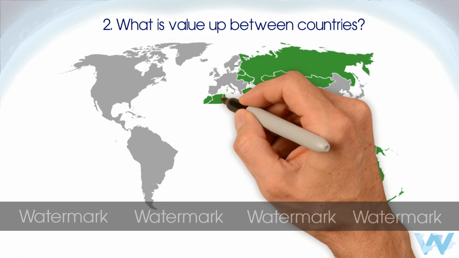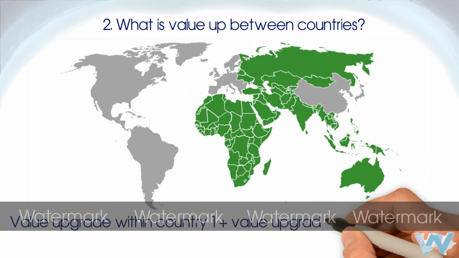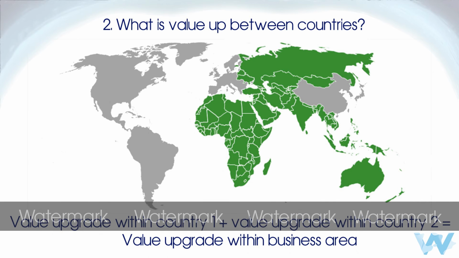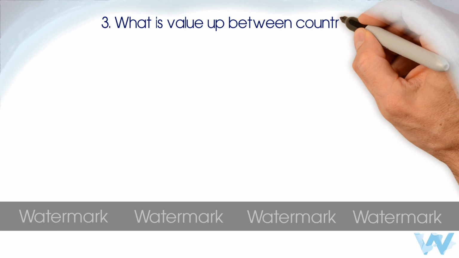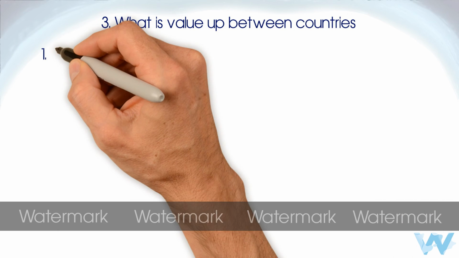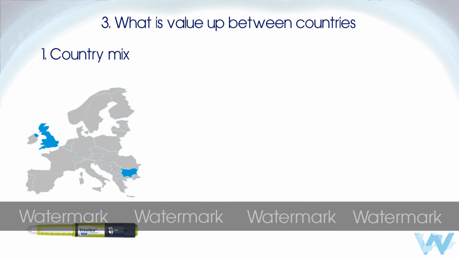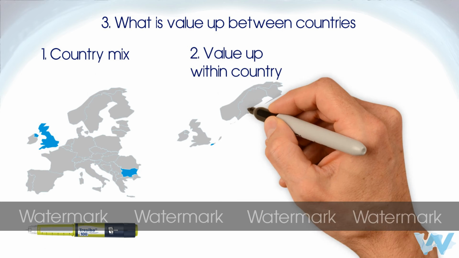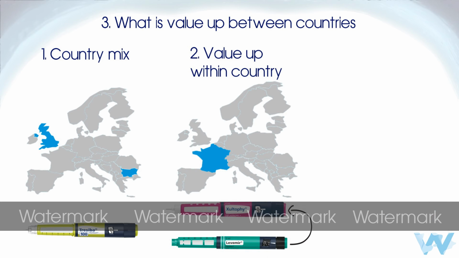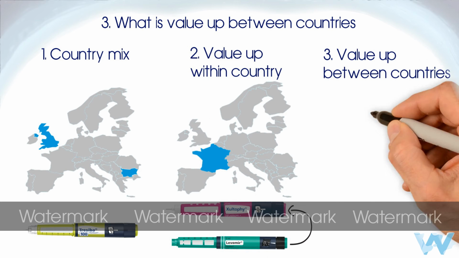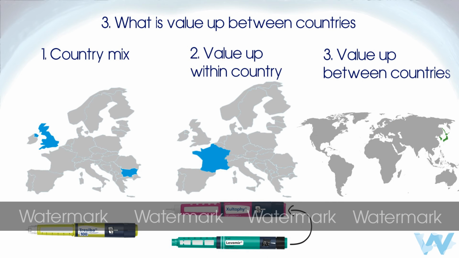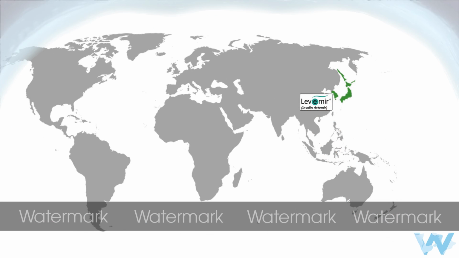3. What is value up between countries? Value up between countries is the impact related to a change in the relative weight of products and countries in a business area or region. How is value up between countries different from country mix and value up within countries? Country mix is the effect on one product from selling this product in different countries. The value up within country is the impact within one country of shifting between products. The value up between countries reflects that relative sales mix have changed across products and across countries. For example, the impact of selling more Tresiba in Japan versus selling Levemir in Korea.